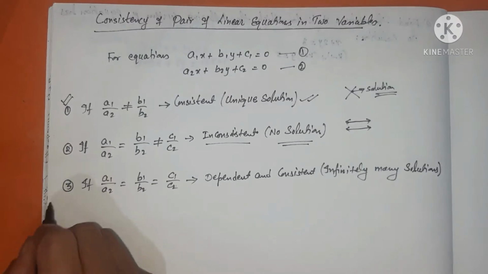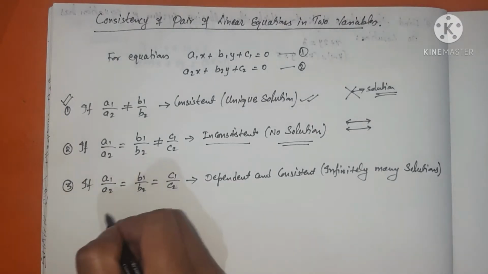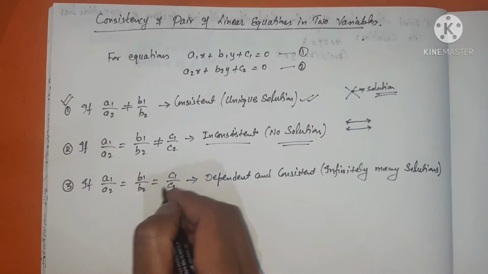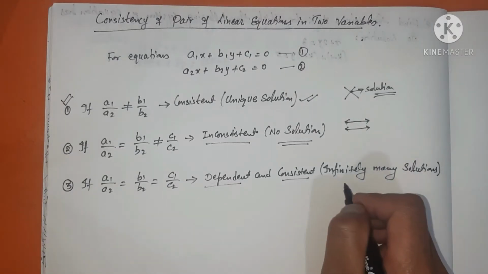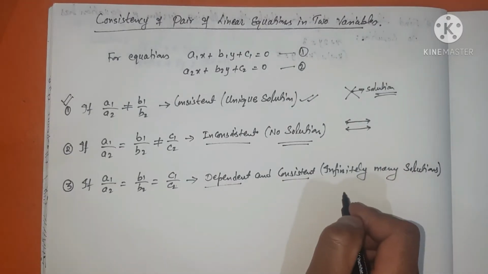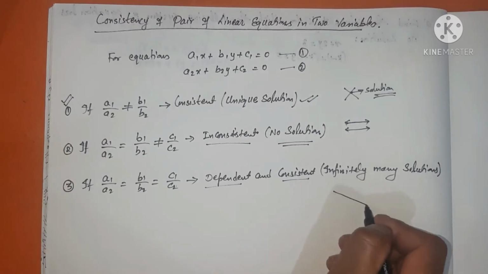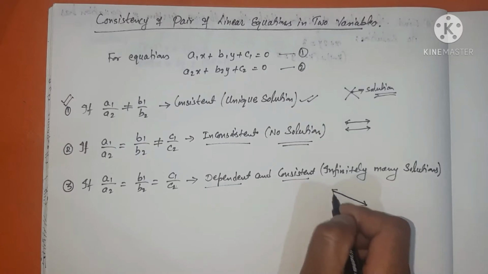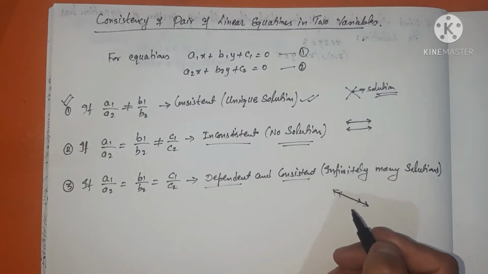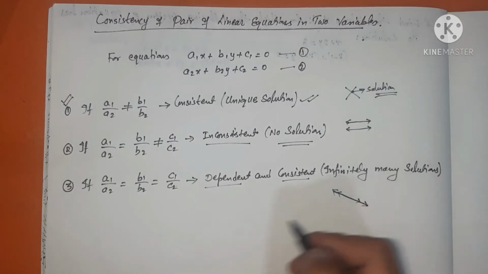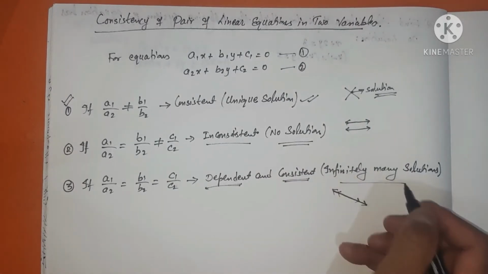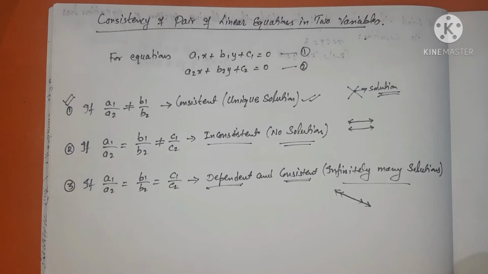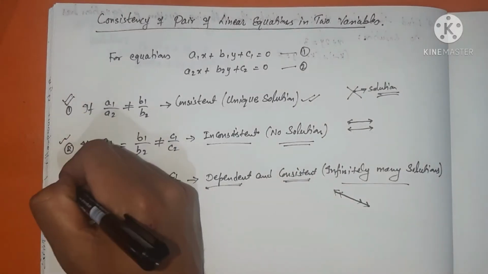Okay, and the third condition: if all the ratios are equal, a1 by a2 equals b1 by b2 equals c1 by c2, then they are called dependent and consistent. That means they have infinitely many solutions. The graph will be coincident lines, one above the other. They are dependent. If one increases, the other will increase. If one decreases, the other will decrease. That is why it is dependent as well as consistent, and they have infinitely many solutions. Now further we will be solving some questions related to these three conditions.